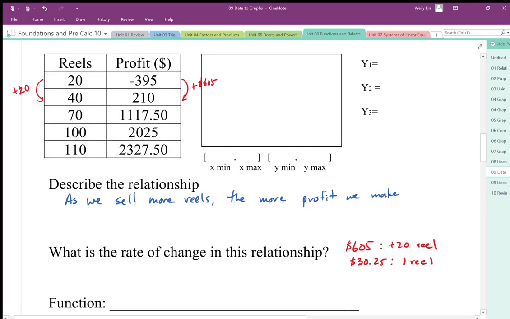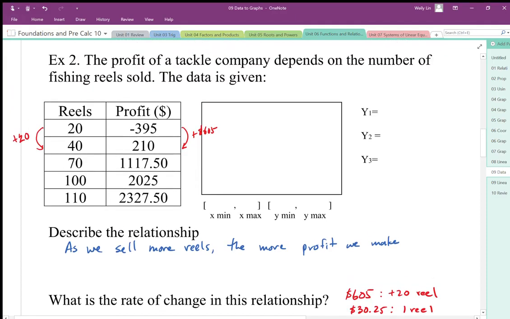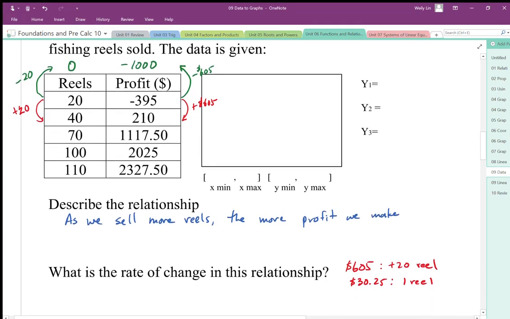That essentially relates to the angle or slope. I also want to know the position, or where I start. To do that, I can use my reference of 0 and use my rate to get back to 0. Minus 20 gets me back to 0 reels. But if I take away 20 reels, I have to go backwards $605. That takes me to negative $1,000 as my starting profit. So I am in debt $1,000 to start.